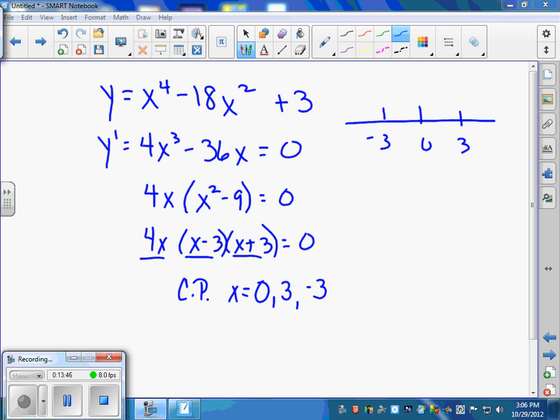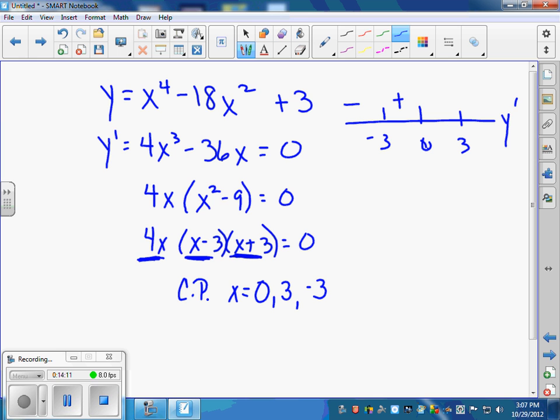All right, now that we've got our critical points, we're going to fill in our sign chart. So we pick a number smaller than negative 3, let's say negative 4. Substitute it in here. We're going to get a negative, negative, negative. So that's going to be negative. Pick something between negative 3 and 0, like negative 1. We'd have a negative, negative, and a positive. So that's going to be positive.